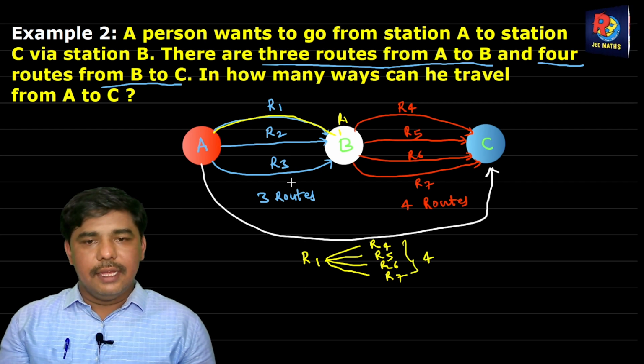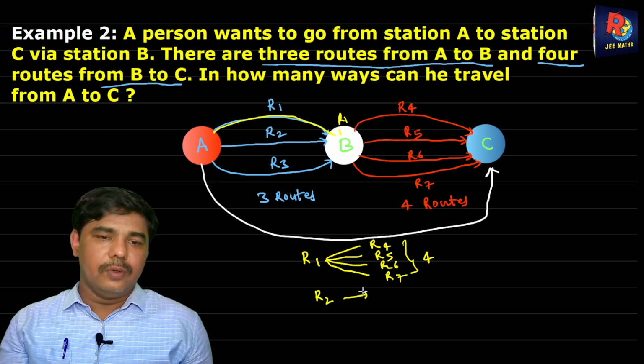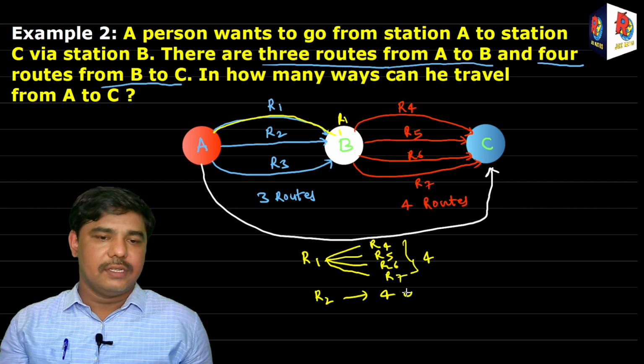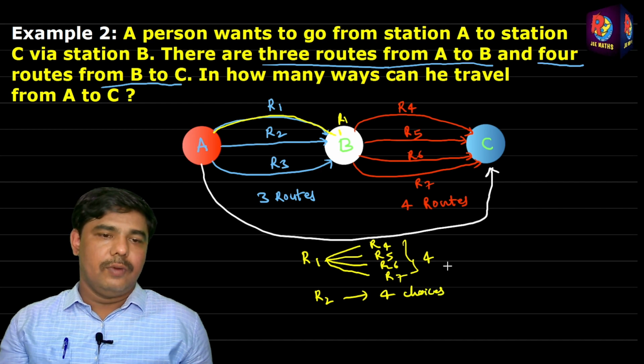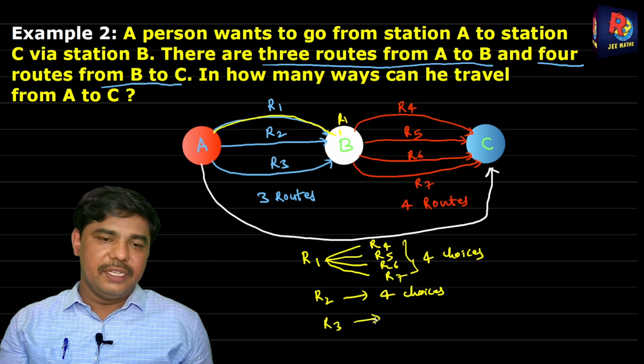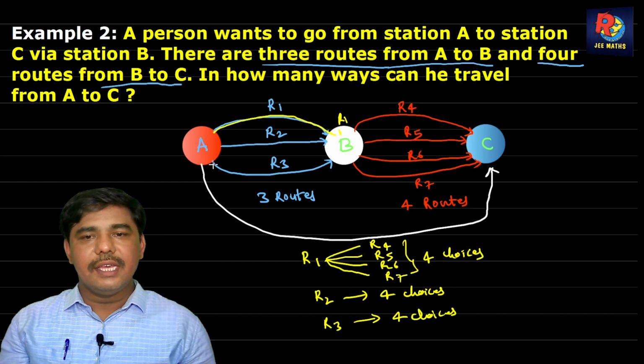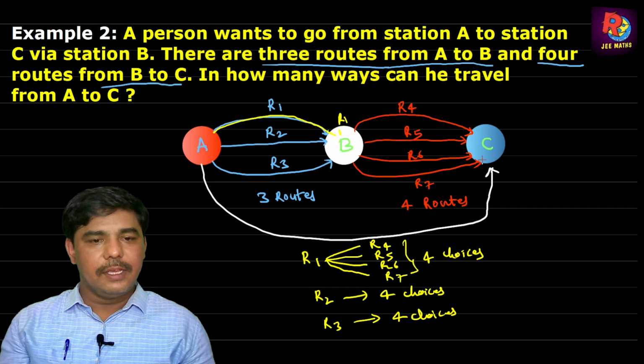Like that, if you go for R2, route 2, he also has 4 choices. And route 3, if you reach station B by route 3, then he also has 4 choices. So in total, how many ways can he reach from station A to station C?